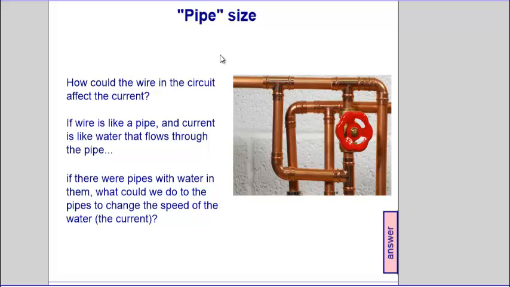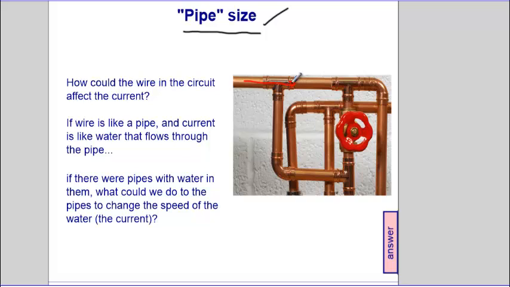The next portion of the study deals with charge moving through a conductor. Charge moving through a conductor is a lot like water going through a pipe. And when dealing with the flow of charge, the size of the pipe can determine how much water flows.